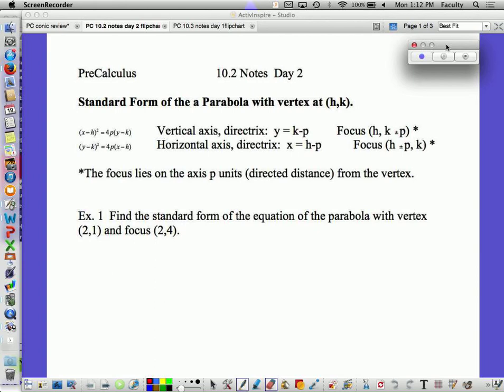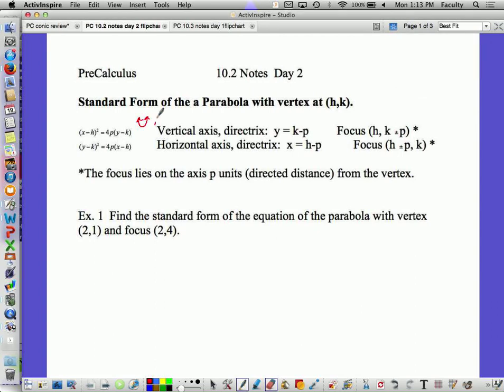We have the standard form of a parabola with vertex at (h, k). So here's the deal. If you have (x minus h) squared equals 4p times (y minus k), this is the up-down. If p is negative, it's down. If p is positive, it's up. (y minus k) squared equals 4p times the quantity (x minus h): this is the left-right. If p is negative, it'll be left. I do not want you memorizing any of this other stuff. We're going to reason it out, and then there's no worries, no problems.